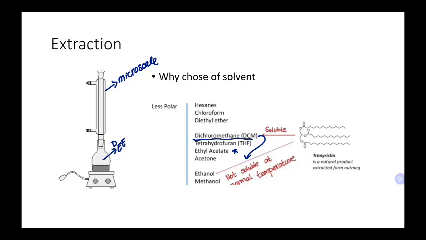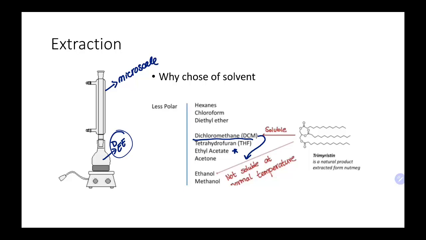And so we choose the solvents because we want to dissolve the trimyristin, but we don't want to dissolve some of the other stuff. And that's why we're going to stick with the diethyl ether. It's safer than the dichloromethane, which is suspected to be a carcinogen.